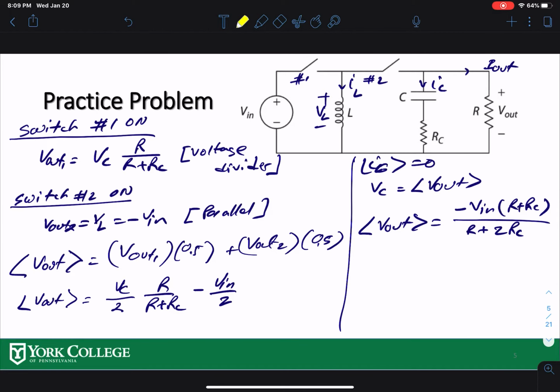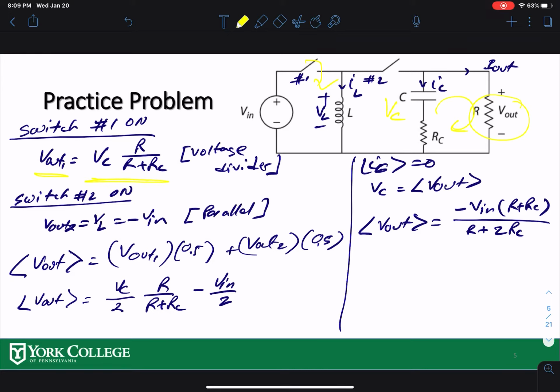Now looking at the voltage, when switch 1 is on, V out 1 over here. Switch 1 is on, that means this one is on and this one is off. We have a voltage across the capacitor VC, which is constant, so that's a source right now. So we have a loop here. The voltage across this R would be a voltage divider, so R over R plus RC times VC will give you V out 1.